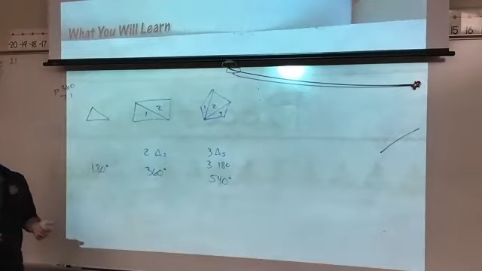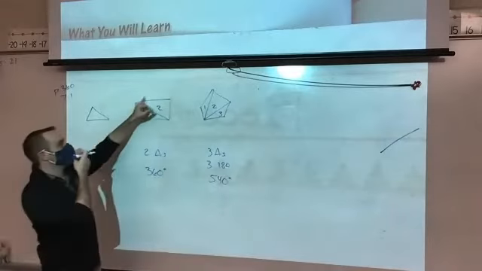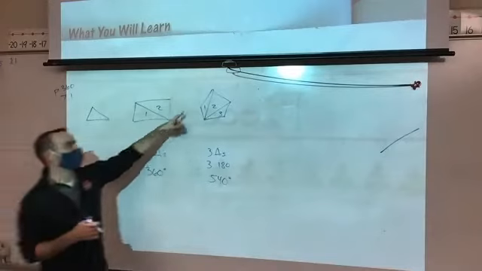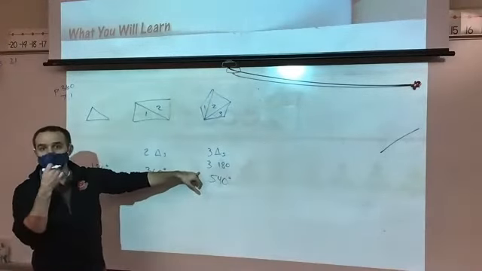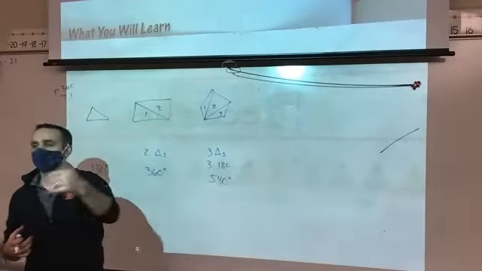Sure, yes. So, yeah, Bryce? Do you do the amount of sides times 180? Close, but it's not the number of sides, right? Because here we've got 4 sides, but only 2 triangles, right? Here I've got 5 sides, only 3 triangles. Brandon, what's the rule? Sides minus 2 times 180. Sides minus 2 times 180.